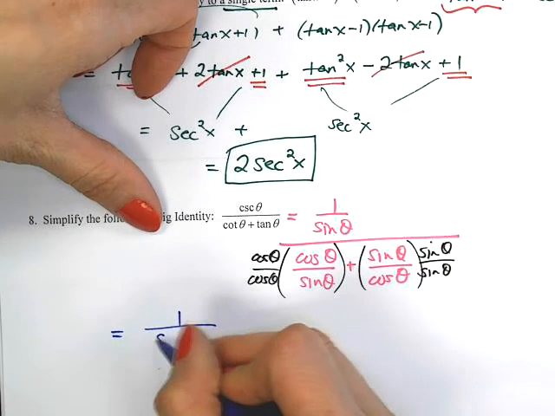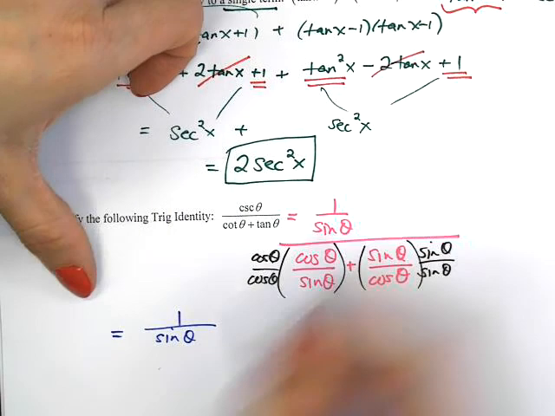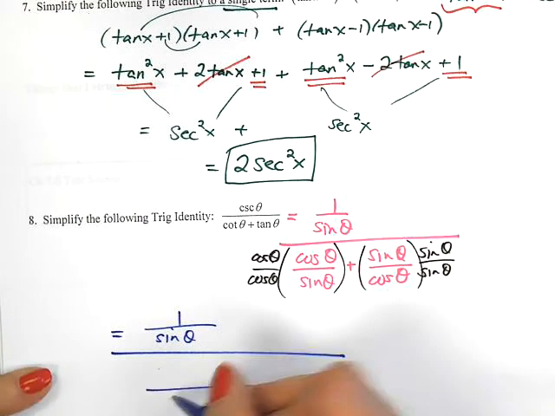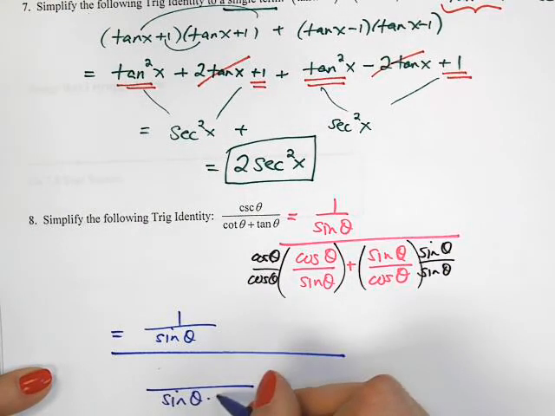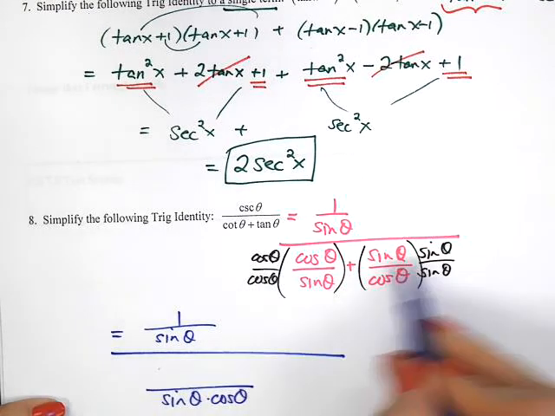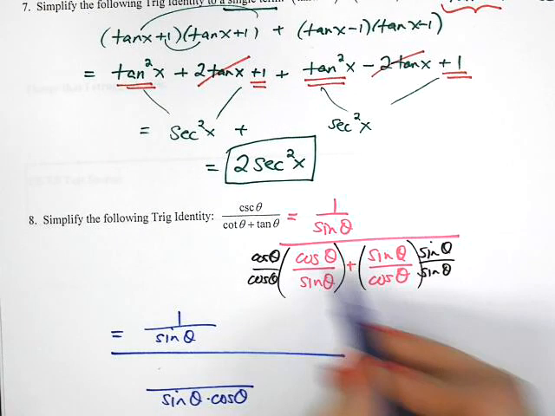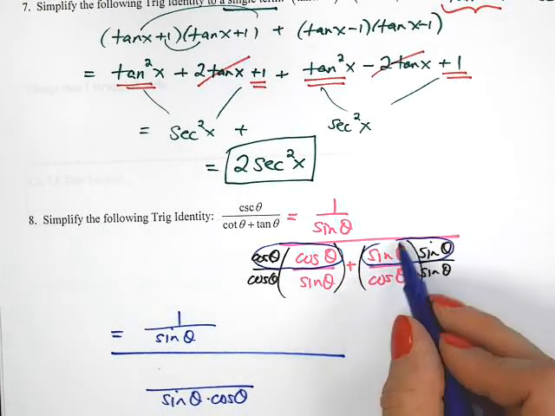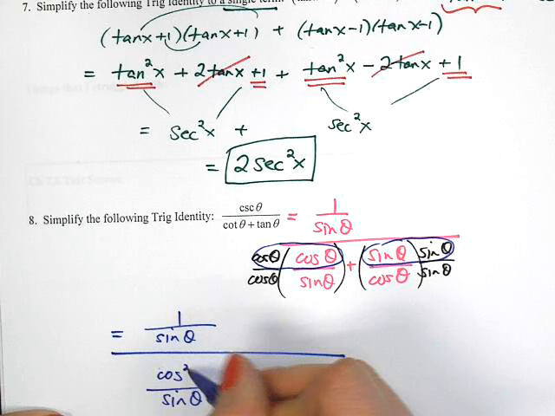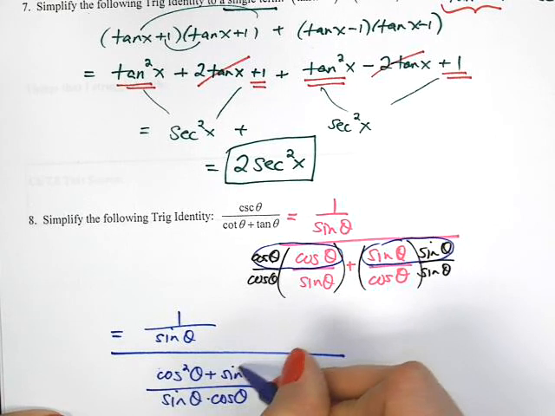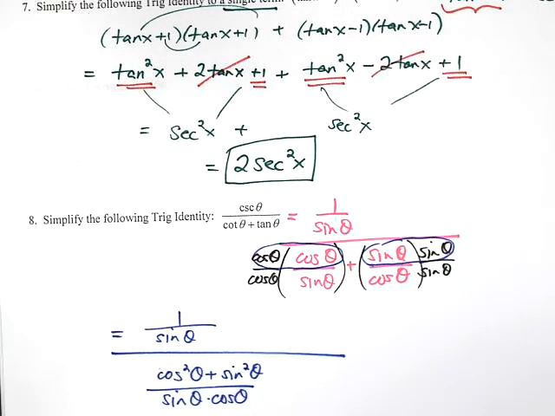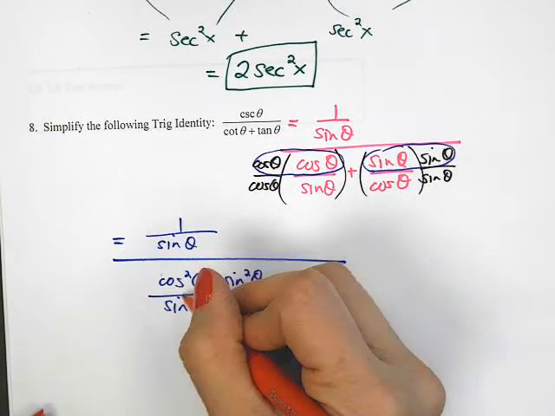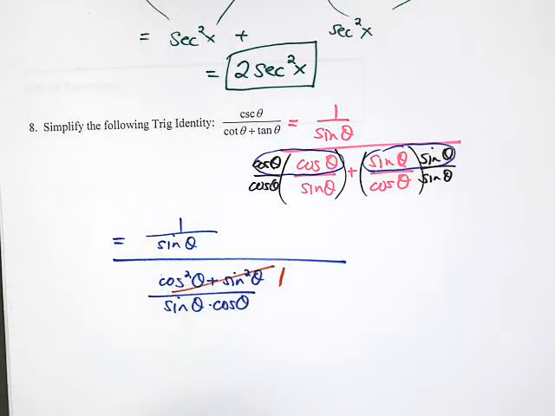We have 1 over sine, and that's the little fraction on top. Down here in the bottom, I have a common denominator of sine of theta, cosine theta. And the numerator of this big monster is cosine squared plus sine squared. Cosine squared plus sine squared. When I say that, what are you shouting out at home? I hope you're saying, that's just a 1. Awesome, that's just a 1.